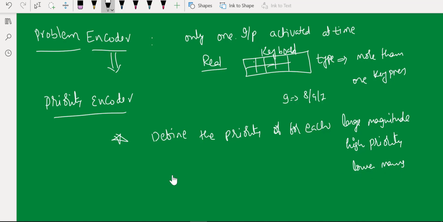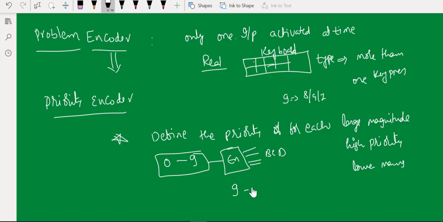If you want to understand in simple terms, when you have 0 to 9 decimal numbers, suppose I have an encoder which is going to convert your decimal numbers into BCD. In such an encoder, we are going to define highest priority for 9 and lowest priority for 0, and the remaining will be between 9 and 0. After 9, 8 will have the highest priority. After 8, 7 will have the highest priority compared with the other bits. This is how we are going to define priority for each input.